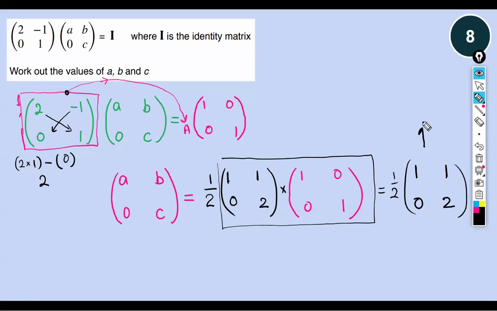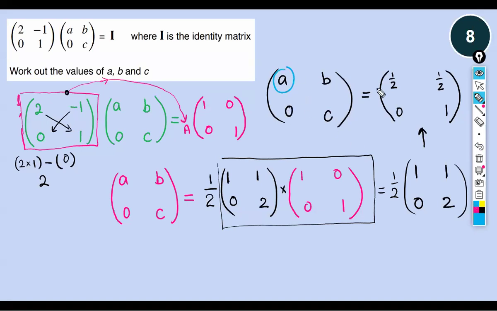So now to finish up the question, we just have to divide everything in the brackets by 2. You can put it as a fraction or leave it as a decimal. It really doesn't matter to me. 1 divided by 2 is a half, or you can put 0.5. You'll get a half here, 0 and 1. And this is equal to what? A, B, 0, C. And it makes sense. Look at it. The A matches up with this. So A is equal to a half. B is also equal to a half. The 0 and the 0 match up. So that means C is equal to 1.